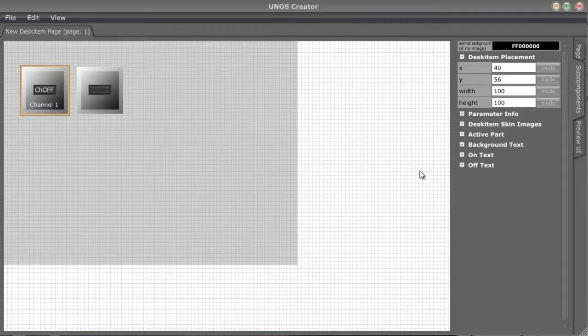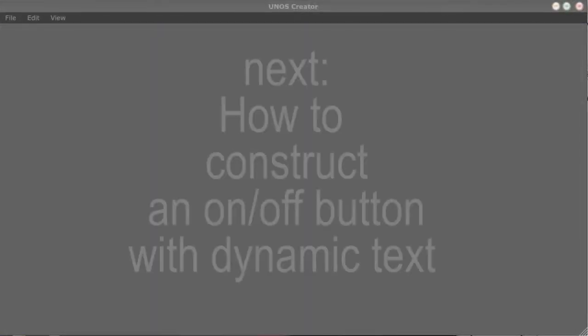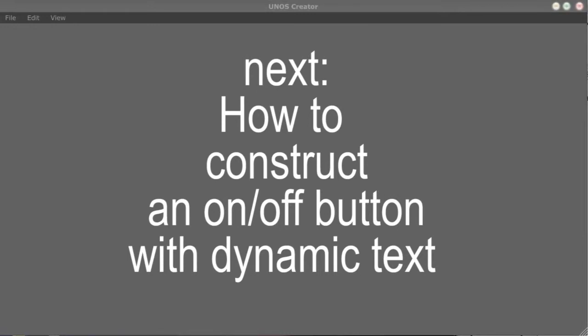This is the end of this video. You should now be able to apply static text to all of your desk items. Stay tuned for the next video, how to construct dynamic text in a display with a multi-IO desk item. Thank you.